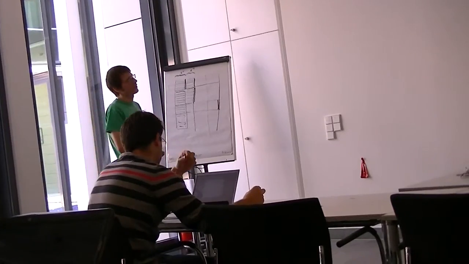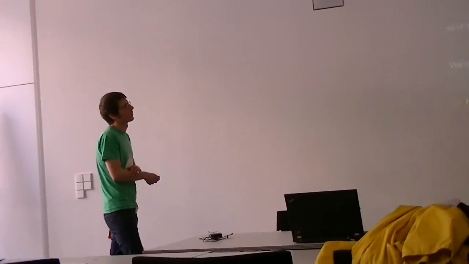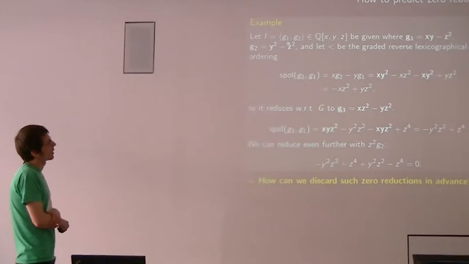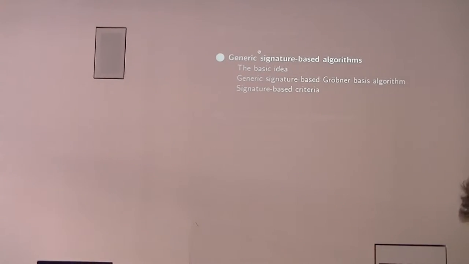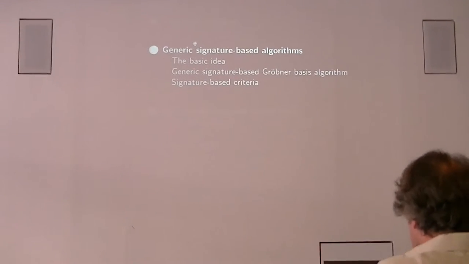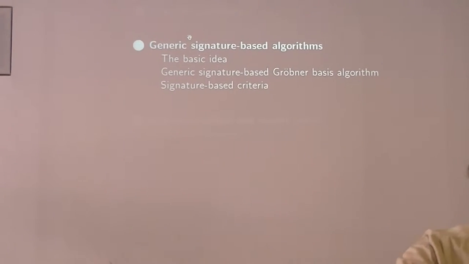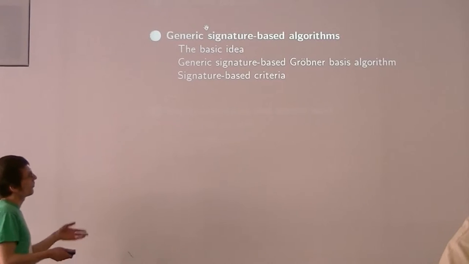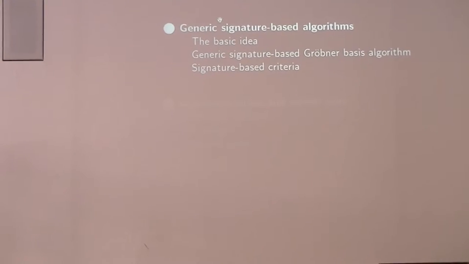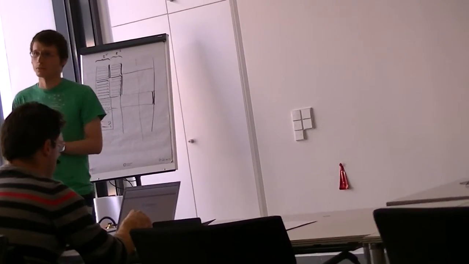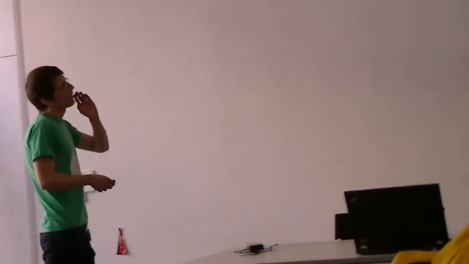And here I present signature-based criteria which were introduced by Faugère with the F5 algorithm, and I will present to you right now a generic signature-based algorithm. So I present a very slow and generic version of this, but mainly all efficient variants which I will talk about later on are just variants of this and have some nice ideas and some nice aggressive implementations of the criteria in general. So I will give the basic idea, I will present the algorithm, and then we talk about generic signature-based algorithms.